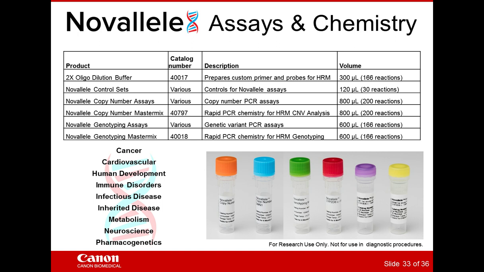So we have a very large menu of CYP-related mutations. As well, you'll see here the things that we haven't talked about, so things like inherited disease-related targets, metabolism-related targets, and cardiovascular genotyping assays are also where we have a lot of coverage across those research areas.